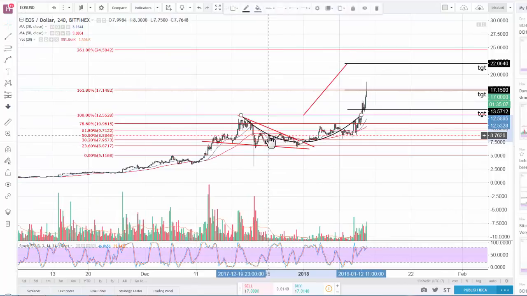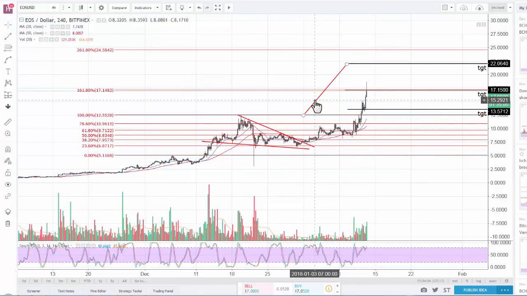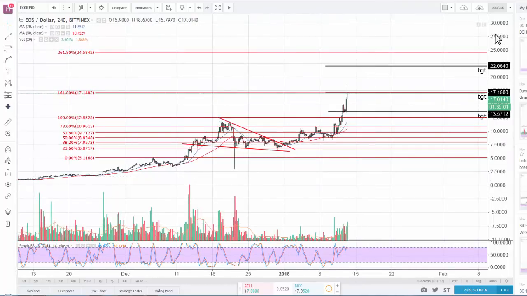Let me remove some of these lines and I'll save this chart. I'm going to remove this just to clean it up. I'm just going to leave it like this. I'm going to save it and I will update on my next video.